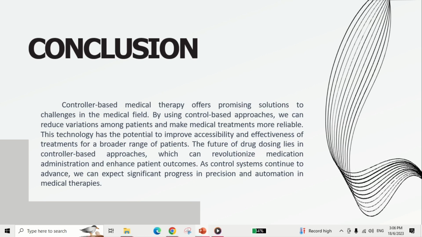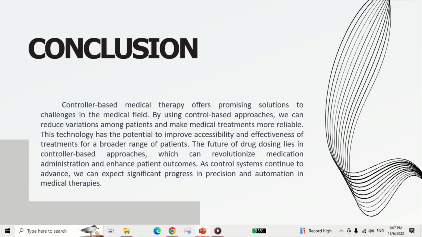In conclusion, controller-based medical therapy offers promising solutions to challenges in the medical field. By using a control-based approach, we can reduce variation among patients and make medical treatments more reliable. This technology has the potential to improve accessibility and effectiveness of treatment for a broader range of patients.